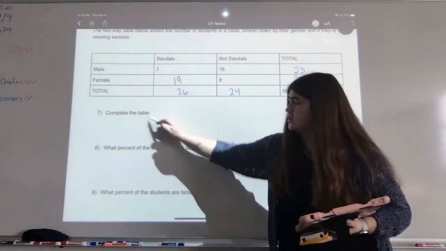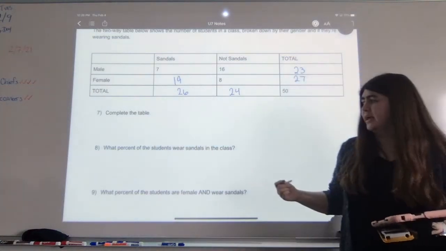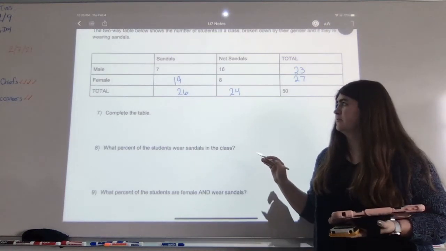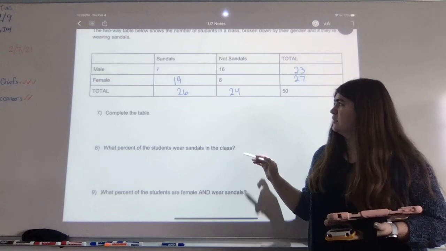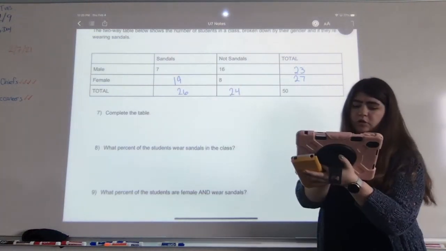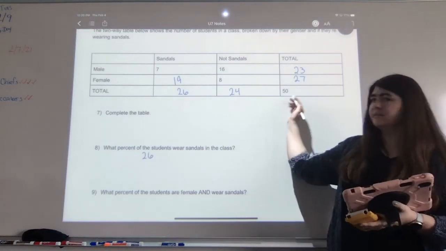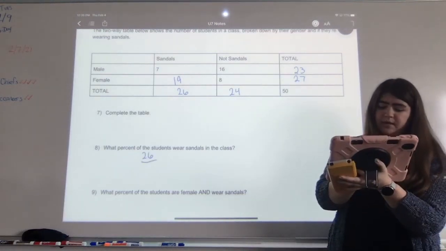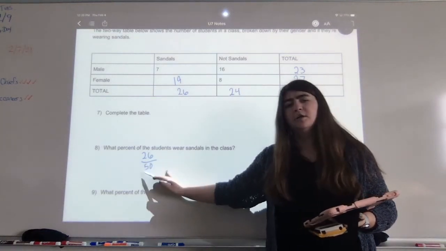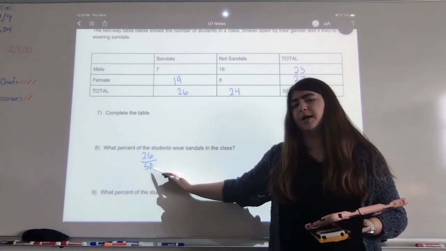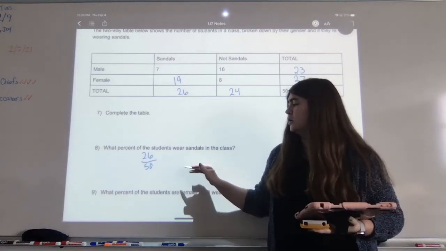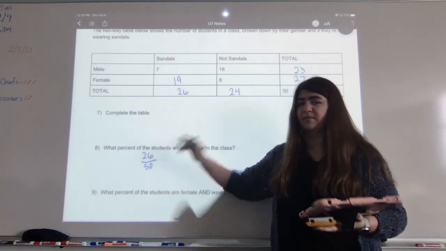So that was question 7 here. Complete the table. So we did that. Now it says what percent of the students wear sandals in this class? So if we are looking at students who wear sandals, that's our total of 26. And we're looking out of all the students in the class, which there's 50 of them. So I have 26 out of 50. To calculate this percentage, because 50 is our denominator, you have 2 options. You can either multiply both the top and the bottom by 2, and it will give you a nice easy percentage out of 100, or you can just divide like we were doing before, 26 divided by 50.